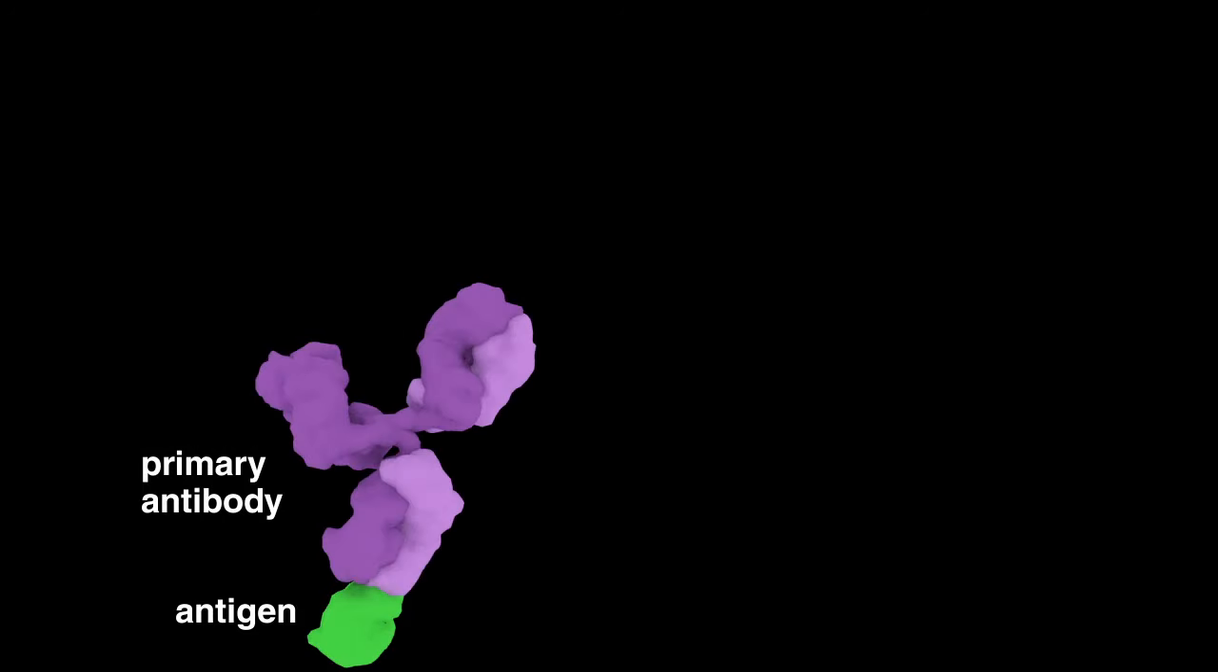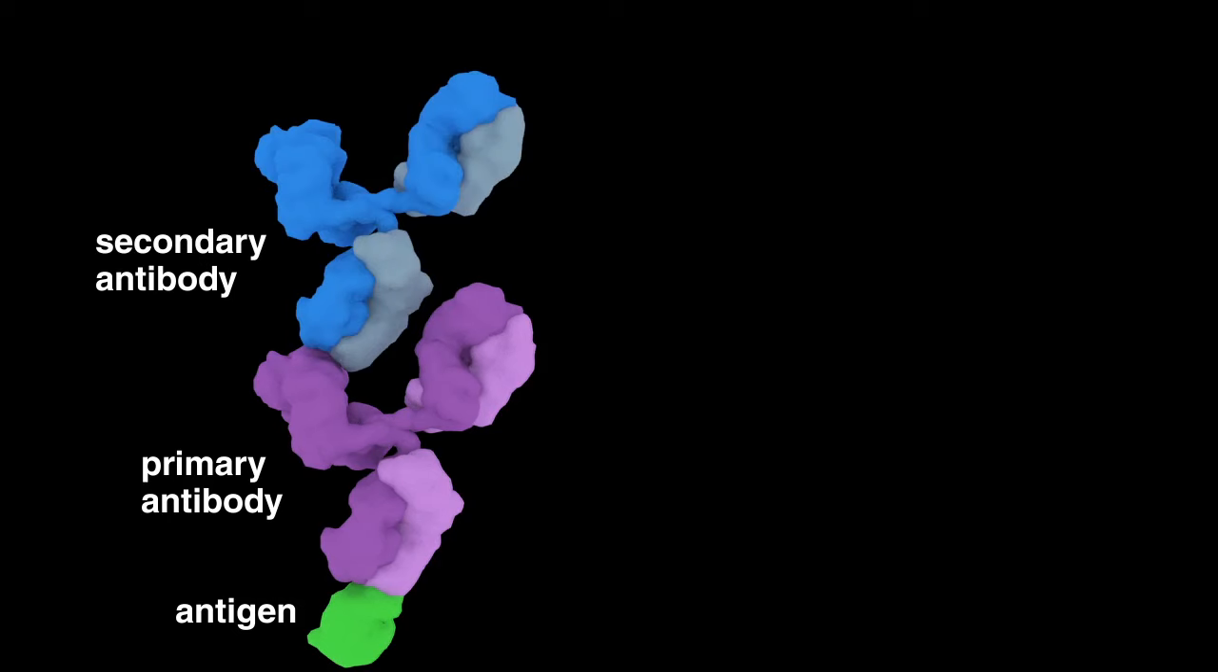When detection or isolation of a protein is desired, researchers commonly use a combination of two antibodies, primary and secondary antibodies. Primary antibodies bind to specific antigens, while secondary antibodies are made to recognize and bind to the constant region of primary antibodies, which is the same within a given species.